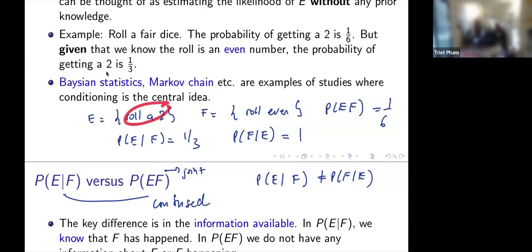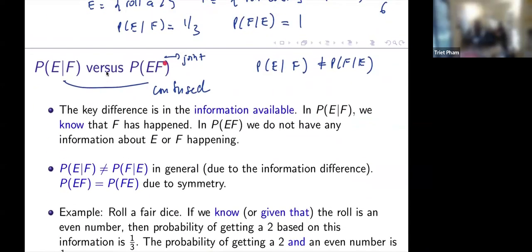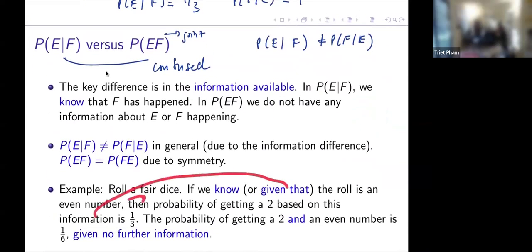So this demonstrates that all these three are different. P of EF is just rolling a 2 and an even number, which basically doesn't do anything, because a 2 implies an even number. But conditioning on an even number actually changes this. And of course, EF and FE are the same thing, but E given F and F given E are not the same, okay? And so, yeah, we talked about that.